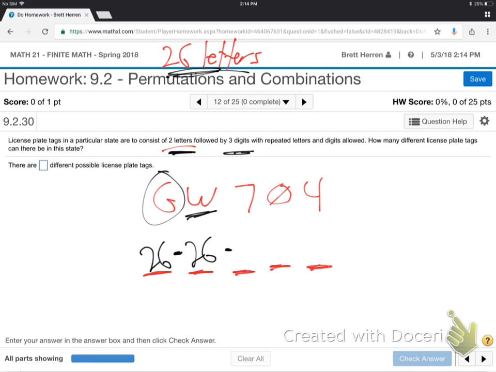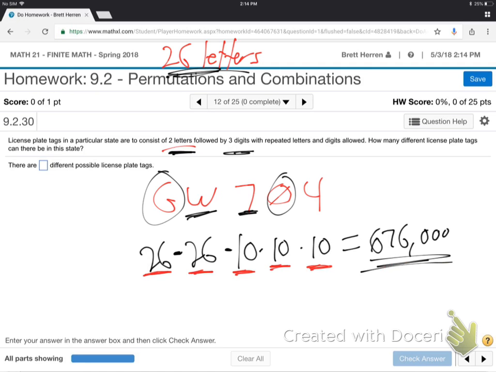Times. Now, when I decided my next spot, it was a number. It was a digit. How many options? 10. 1 through 9 and 0. Right? They didn't say anything up there about no 0. That's why I even purposely put a 0 in, just to make sure you're clear. 0's okay. That's 10, isn't it? And 10 and 10. Multiply those together. I'm getting 676,000.